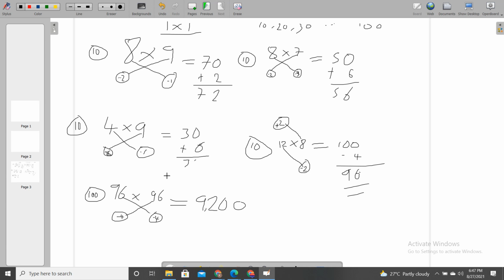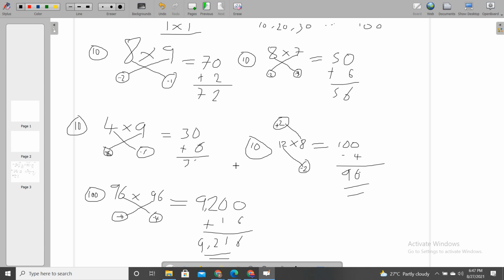Then you multiply negative times negative is what? Positive. So you have something like plus what? 16, right? 1 6. Okay, so now this one will give you what? It will give you 9,216. Okay. So it means that if I'm doing 96 times 96, I should know that it's 9,216.